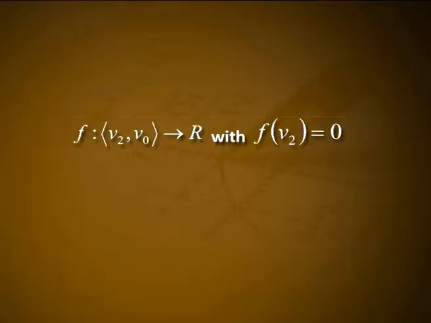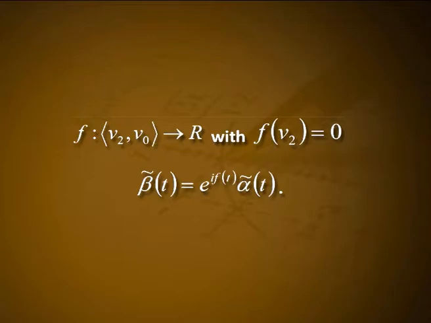By Lemma 2, which we have proved in this session on parallel transport and connections, there exists a function f from [v0, v1] to R with f(v2) equal to 0 such that β̃(t) is equal to e^{if(t)} α̃(t). But α̃ is the horizontal lift of α, so that α̃(v0) is the parallel translate of ω0 around α. On the other hand, β̃(v0) is equal to ω0. Hence, e^{if(v0)} is just the rotation mapping the parallel translate of ω0 around α into ω0, that is e^{-if(v0)} rotates ω0 into its parallel translate around α.